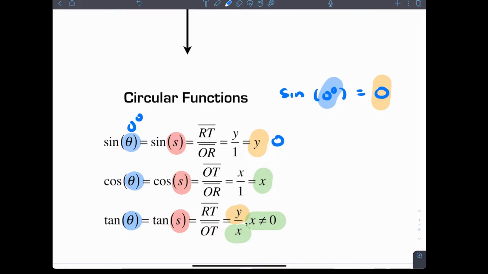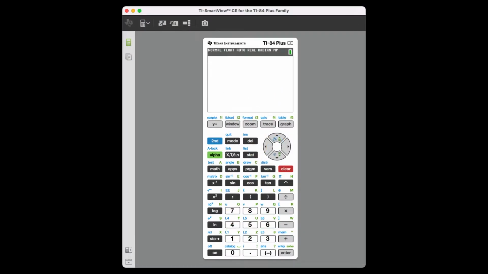So we can double check on the TI, and I've got to make sure, I can't remember, I guess I go to mode. And I've got to remember, this has to be in what? Degrees. So I'm going to go down. It's not radians, it's now in degrees. Okay. And I've got to clear that. Sine of 0, sure enough, is 0.